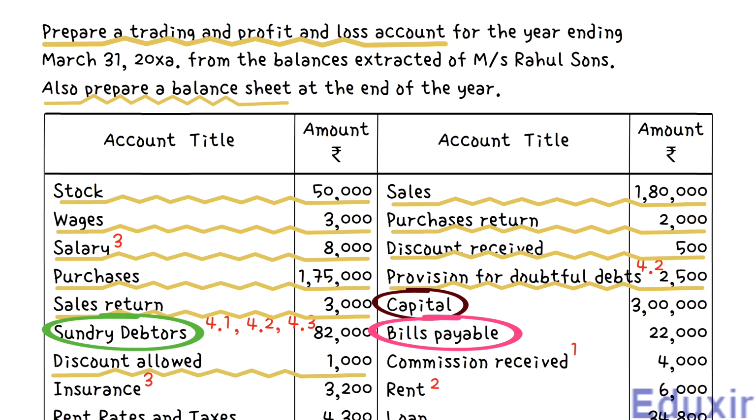Note that this is discount allowed. Discount allowed should not be confused with the discount received. Discount allowed is an expense and discount received is an income. We should have a clear understanding about this fact. Now it's given that the discount allowed balance is 1,000 rupees.